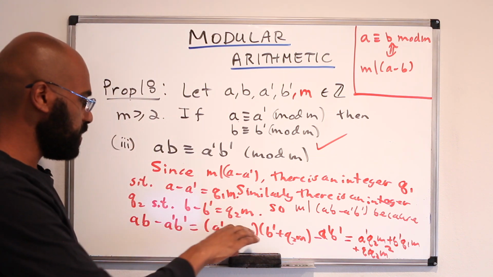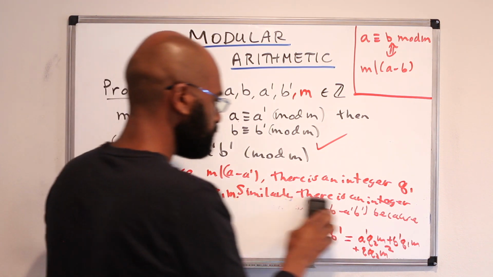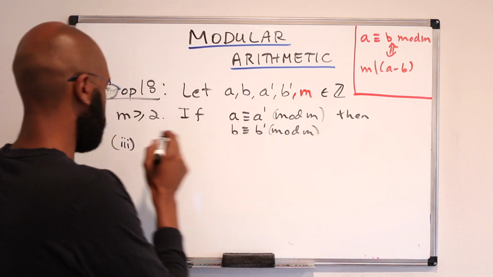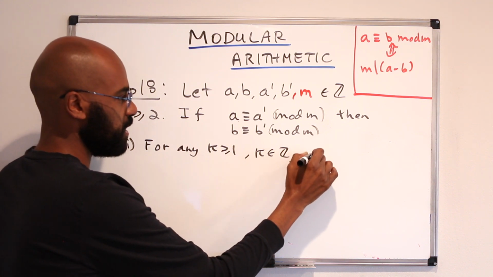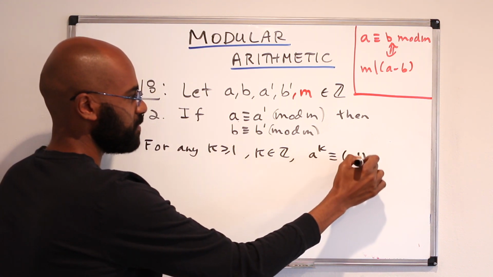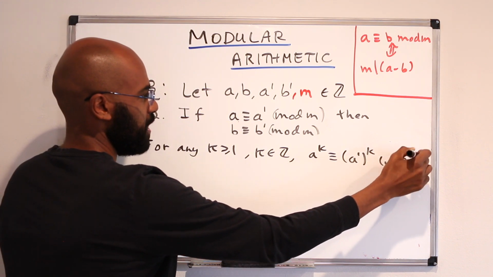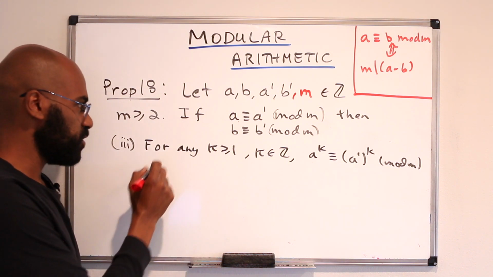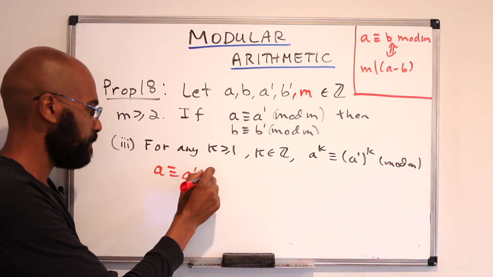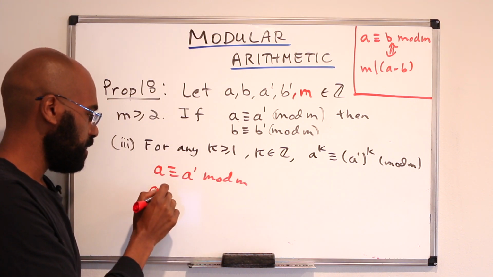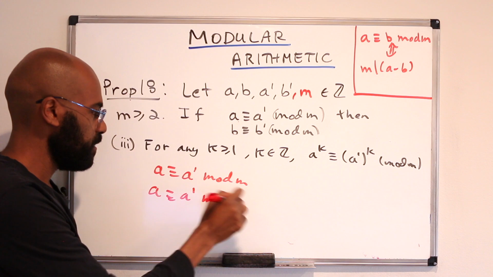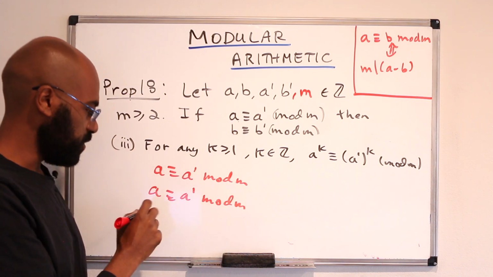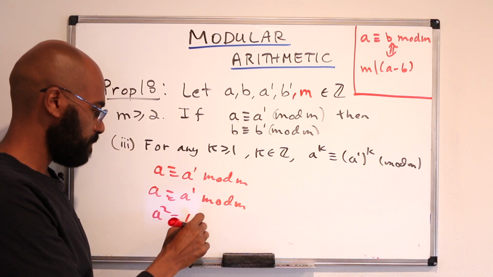And the last thing in proposition 18 is this fourth statement that says the following, that for any positive integer k, A to the k is congruent to A prime to the k mod M, knowing that A and A prime are congruent. So let's think about this concretely from our experience. So we know A is congruent to A prime, and we can write that statement again. Now, by what we just proved, if we have this, then the product of these two is congruent to the product of these two. So A squared is congruent to A prime squared.